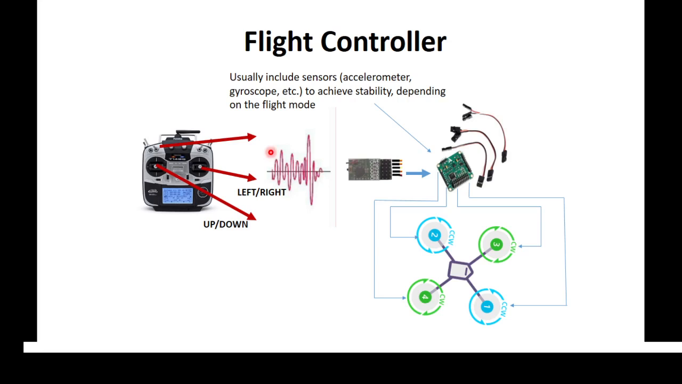The flight controller usually also implements stability using built-in devices such as barometer, accelerometer, or gyroscope, depending on the flight mode. For instance, the flight controller can generate signals to maintain the altitude of the drone even if the operator is not touching the radio.